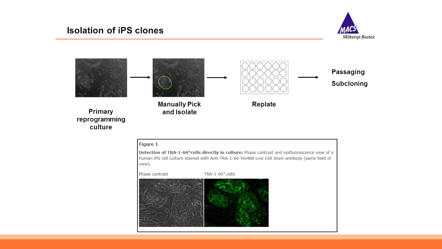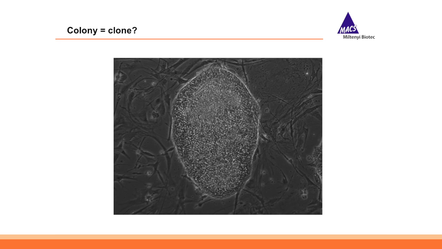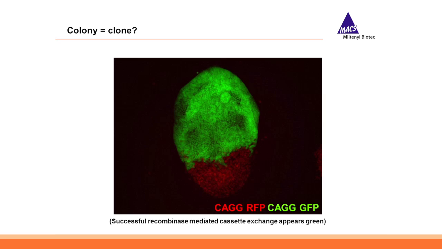But a new technique, or a new highlight in our product portfolio, is a live cell stain antibody, which you can see over here. And for this, you don't have to kill your cells and you don't have to fix your cells. And you can directly, under the fluorescent microscope, see what you really want to pick. One additional problem is that you maybe assume one colony is monoclonal, so just originating from one cell. But as you see by this picture, it's not every time the case.